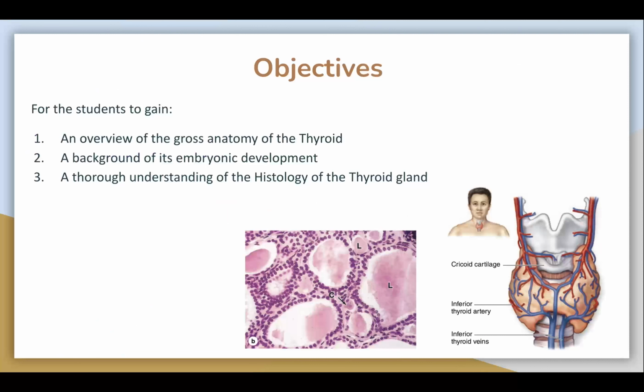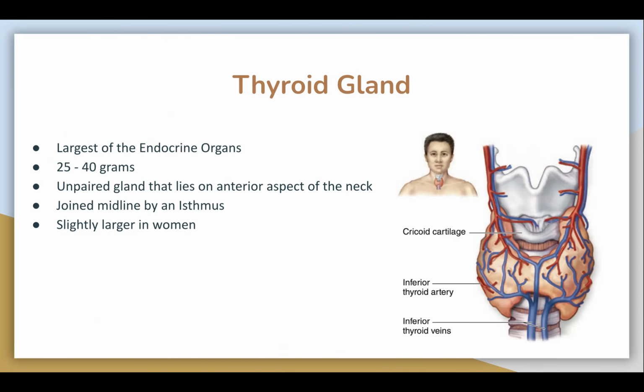The objectives for the lecture are for you to have at least a review of what you know about the gross anatomy of the thyroid gland, to have a bit of a background on its embryonic development, and to have a thorough understanding of the histology of the thyroid gland.